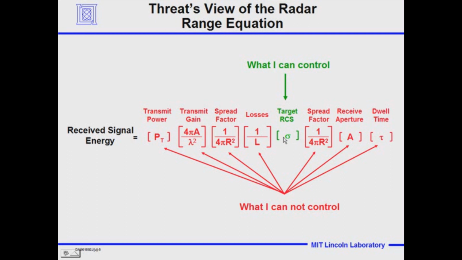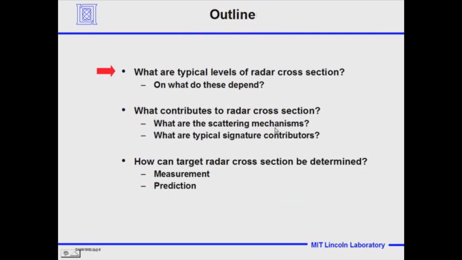So that's why it's very important to understand what makes up the radar cross-section. Okay? So we're going to look at what makes up that radar cross-section, and we're going to go through 3 different sets of issues. First, we're going to look at what are typical levels of radar cross-section. Give you the ballpark: how big is a ship? How big is an airplane? That kind of thing. And what do they depend on?